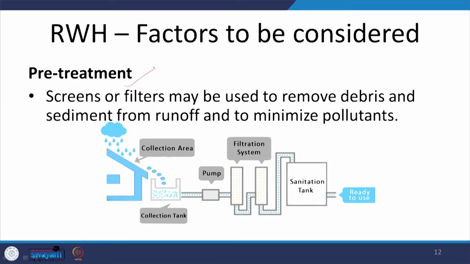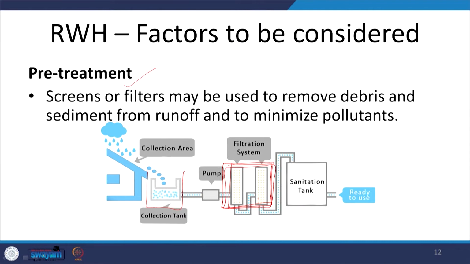The next is pre-treatment. Different types of filters are available. We will be talking about a couple of these in the later slides, but here a very simple flow chart would be that we have a collection pond, and a pump to pump it into the filtration system. How complicated this filtration system is depends upon the quality of water which will be required, whether a potable or a non-potable quality, or what purpose it is going to be used for. Then we store it in another tank and then it is ready to be used.